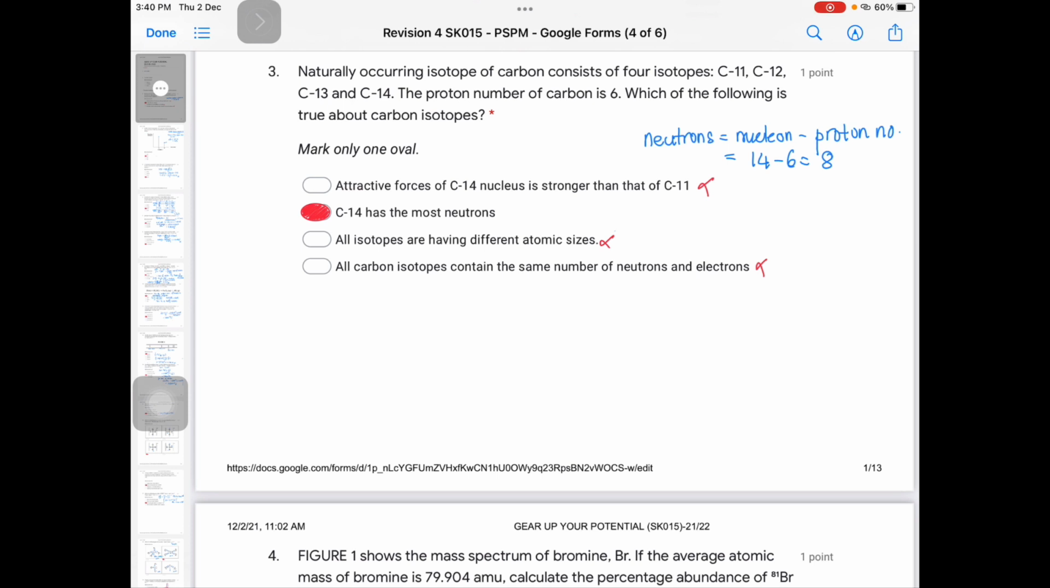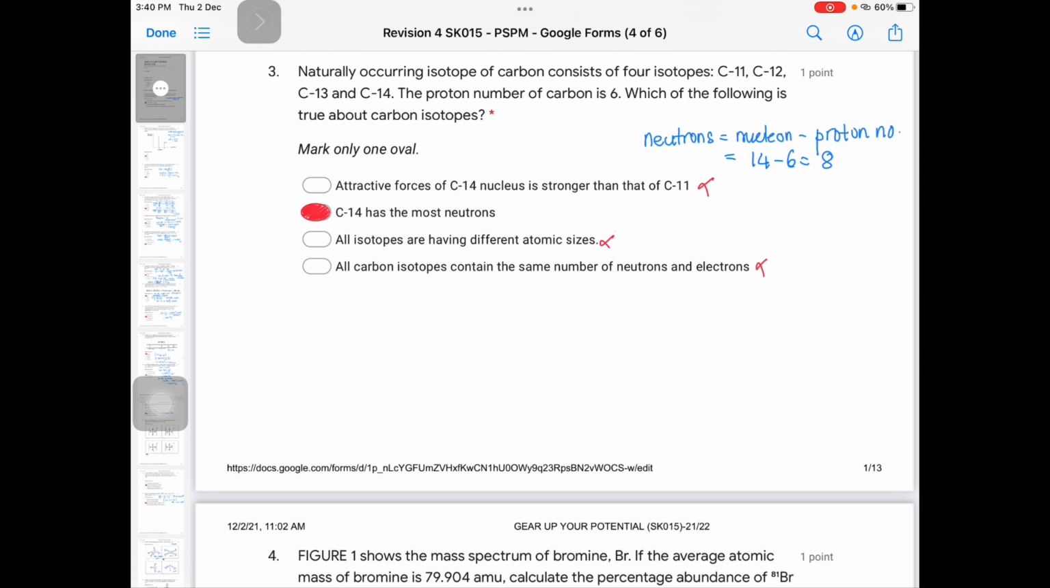So in this video we are going to continue discussion about revision for PSPM. Okay, so for question number 1, the naturally occurring isotope of carbon consists of 4 isotopes. So dekat sini kita ada carbon 11, carbon 12, carbon 13 and carbon 14. So the proton number of carbon is 6. So which of the following is true about carbon isotope?